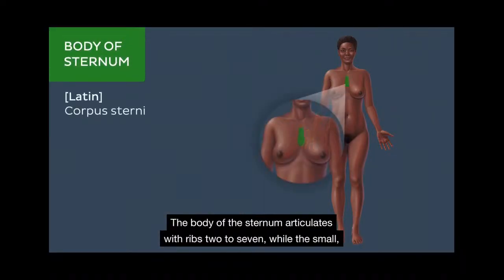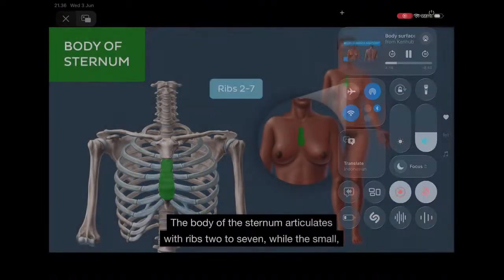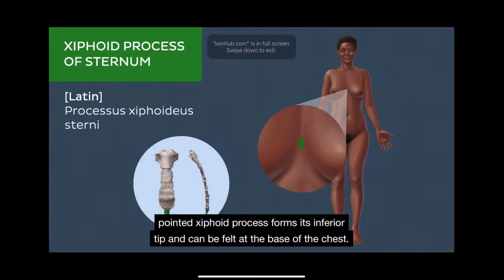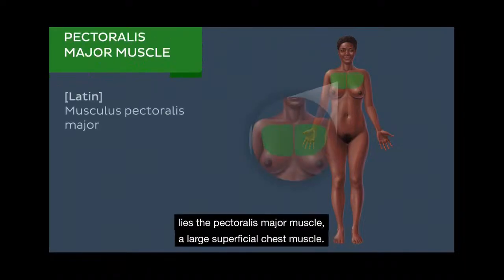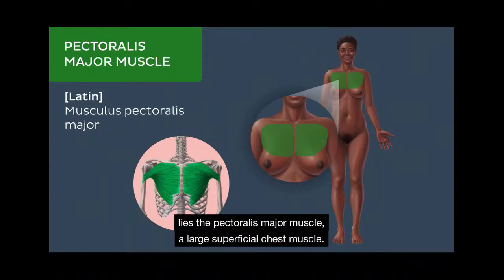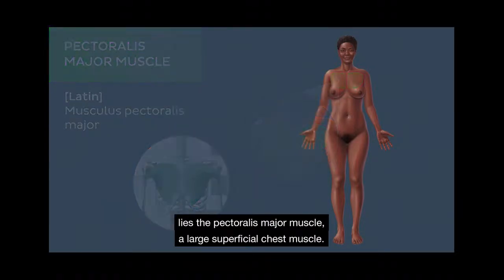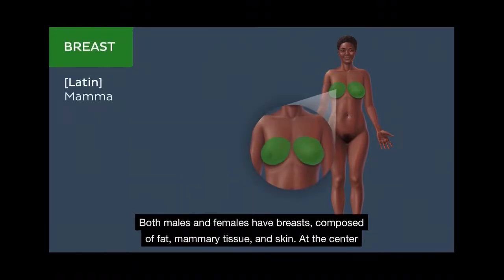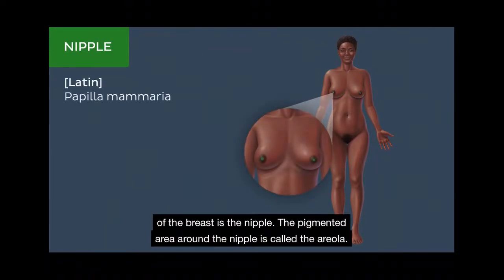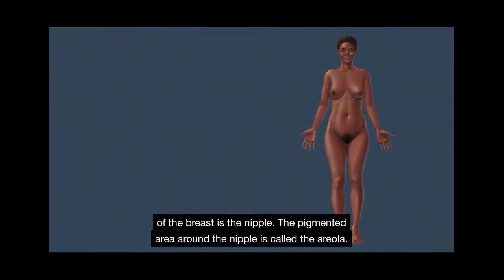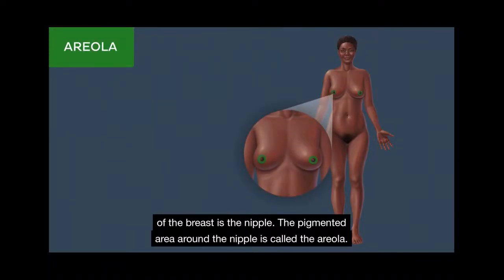The body of the sternum articulates with ribs 2 to 7, while the small pointed xiphoid process forms its inferior tip and can be felt at the base of the chest. Lateral to the sternum, beneath the breast, lies the pectoralis major muscle, a large superficial chest muscle. Both males and females have breasts, composed of fat, mammary tissue, and skin. At the centre of the breast is the nipple. The pigmented area around the nipple is called the areola.